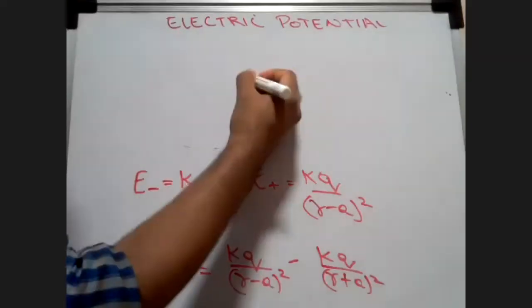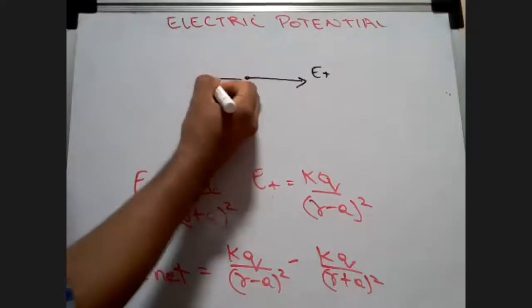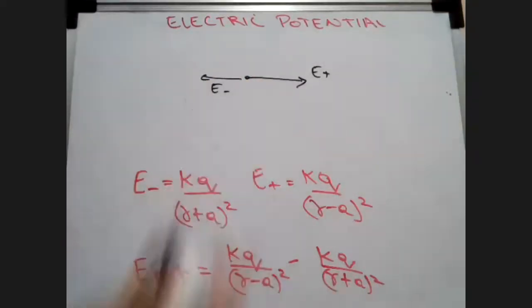Alright. If the electric field at this point is like this due to E plus, and the electric field due to E minus is going to be like this, they are going to subtract or they are going to add?